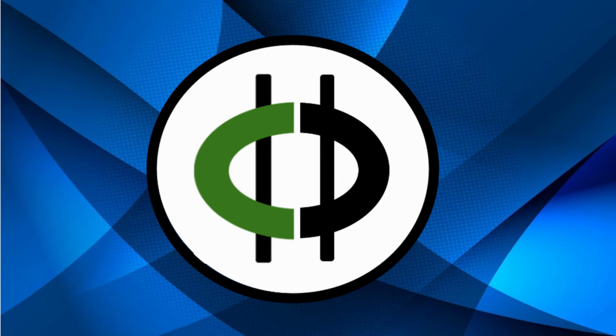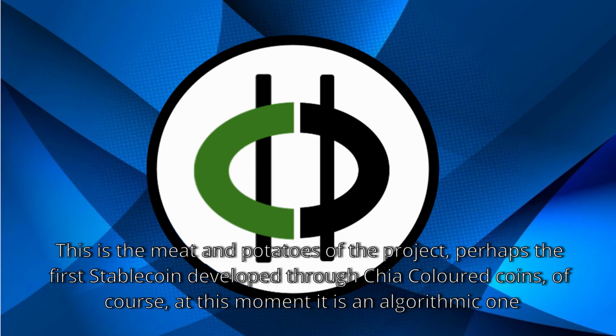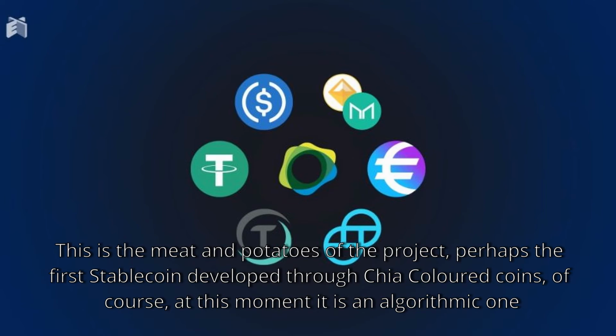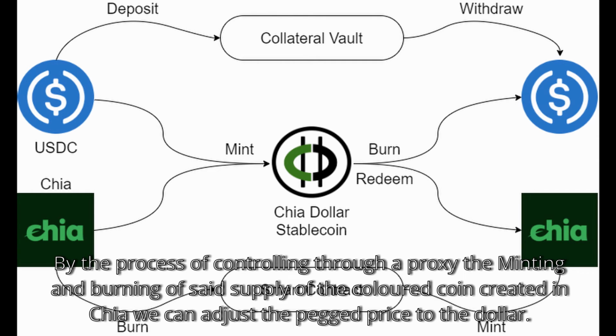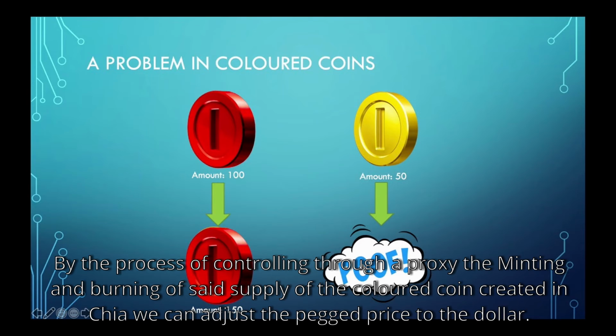Let's go then to Chia Dollar. This is the meat and potatoes of the project, perhaps the first stablecoin developed through Chia Colored coins. Of course, at this moment it is an algorithmic one that works by assigning proxy coins to the monetary value of the dollar at that point in time. For a more technical explanation, you can go to the repository. By controlling through a proxy the minting and burning of said supply of the colored coin created in Chia, we can adjust the peg price to the dollar.